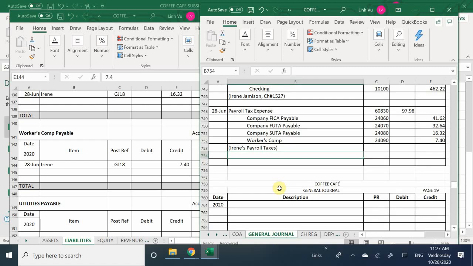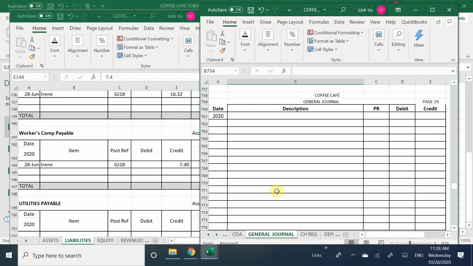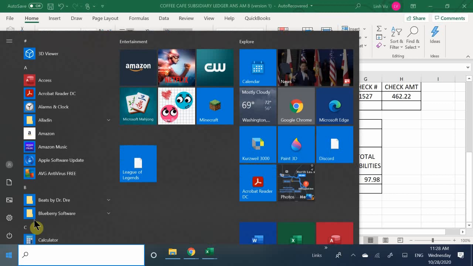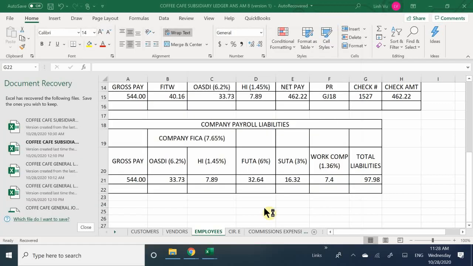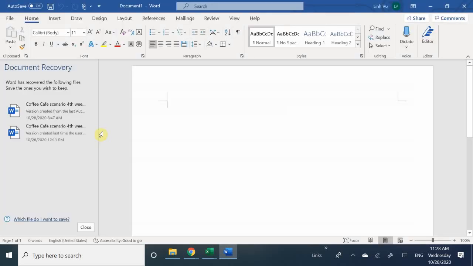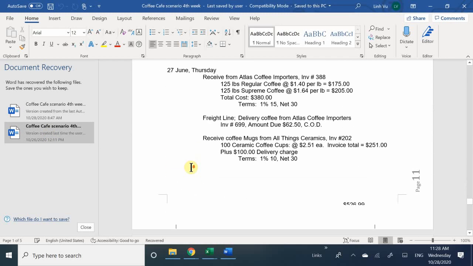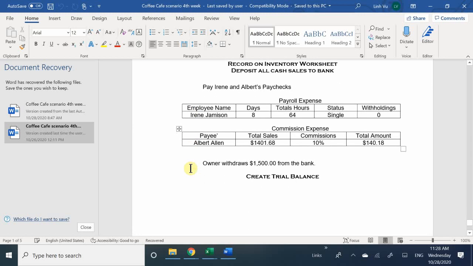Now we reach the end of this page, so now we're going to go ahead and move on to the next part of the scenario, which is to calculate the commissions for Albert. Let me pull up the scenario real quick. Coffee Cafe scenario week 4. Okay, so what we have left to do is Albert's commission, and then we have another owner's withdrawal for $1,500.